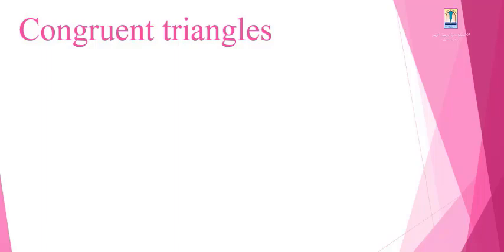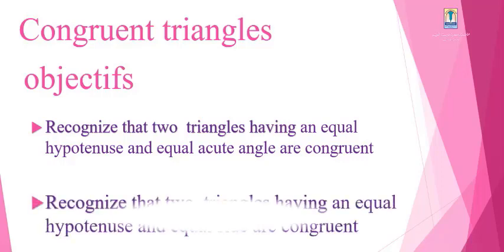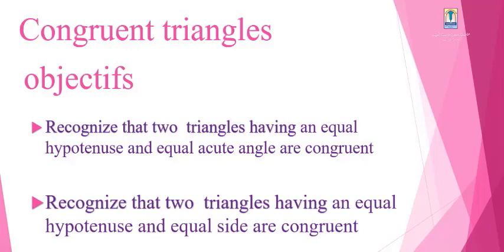Our objectives for today will be to recognize that two triangles having an equal hypotenuse and equal acute angle are congruent. To recognize that two triangles having an equal hypotenuse and equal side are congruent.